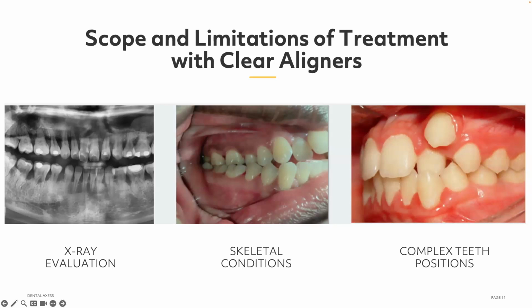Then we have complex teeth position. This is something that needs to be evaluated, because one of the examples that happens the most is the ectopic tooth. If we have an ectopic tooth, and an aligner is just one unit, the aligner cannot reach all the way up to that canine, for example. That means we will need to make the treatment plan in 2 phases.